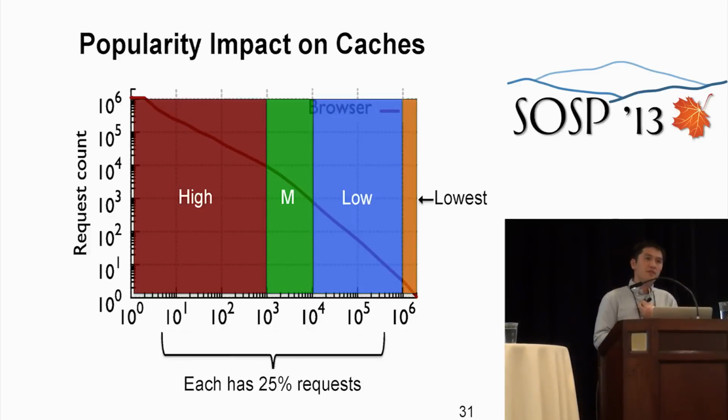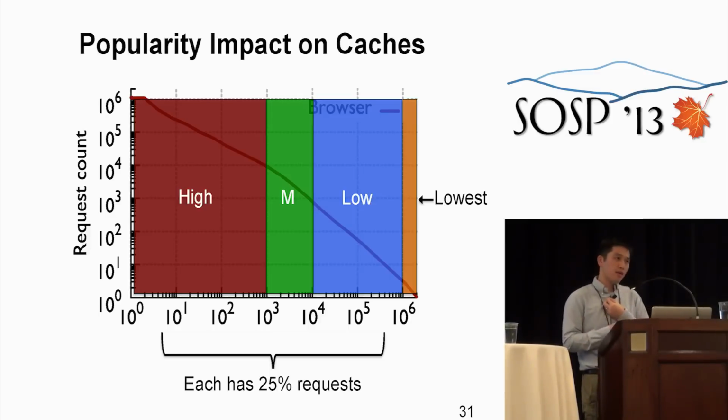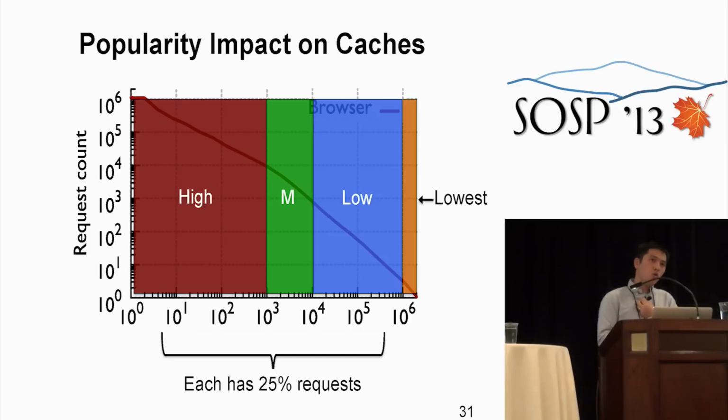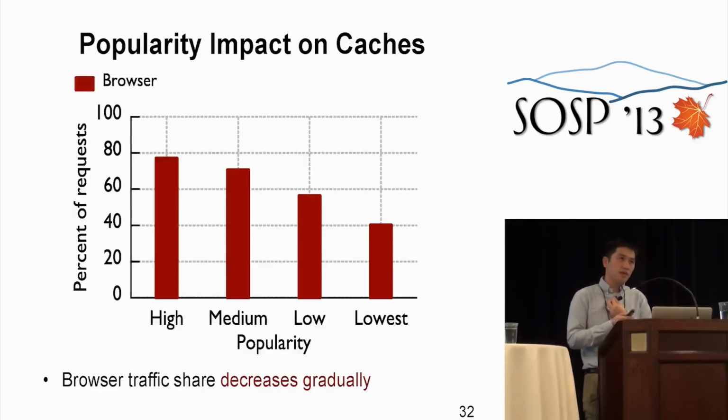Based on the workload we have seen in the browser, we bin the photos into 4 categories based on popularity: high, medium, low, and lowest. All of them account for an equal 25% of requests. Then we plot what percent of requests from different categories have been served by different layers.